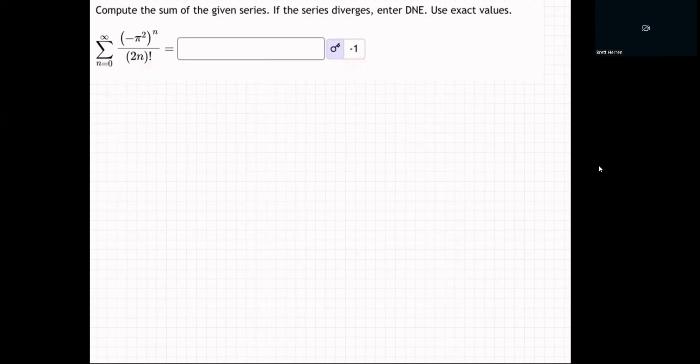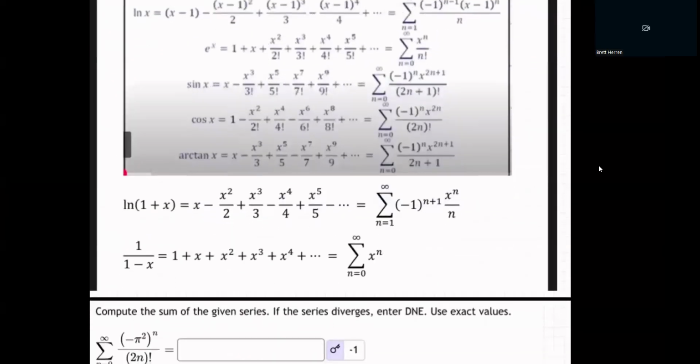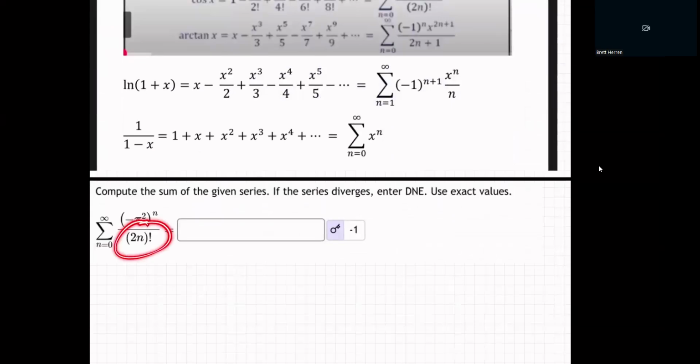Well, you have to look for this and recognize it on the list of all the Taylor series I gave you in the notes on the home page. So right here on the home page, if you click on the notes, I'm going to look for one of them that has 2n factorial on the bottom. Now this sheet has just a bunch of them written out.